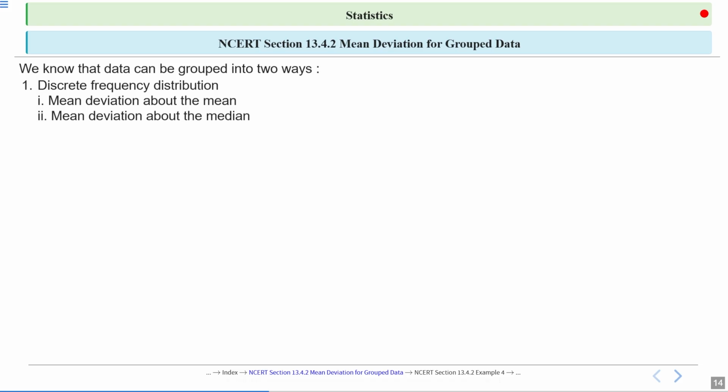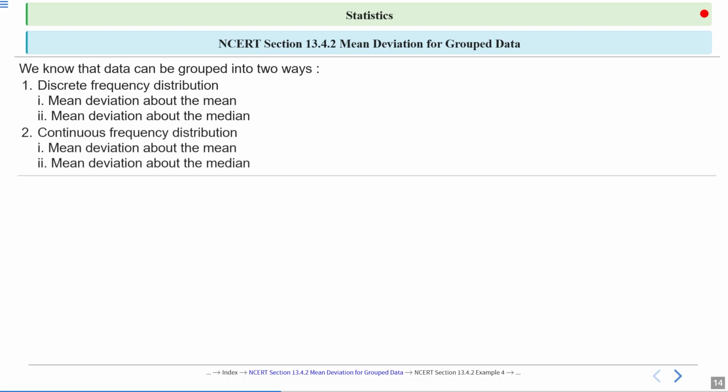The formula for mean deviation about the mean you all know, and the formula for mean deviation about the median we have already discussed. And the second type is continuous frequency distribution. For continuous data, we also calculate mean deviation about the mean and mean deviation about the median.